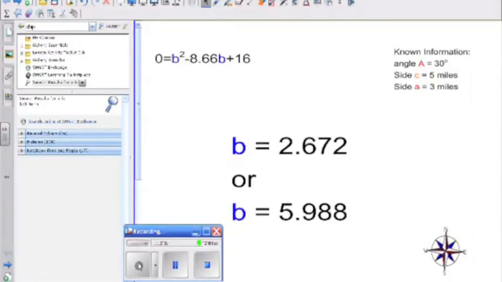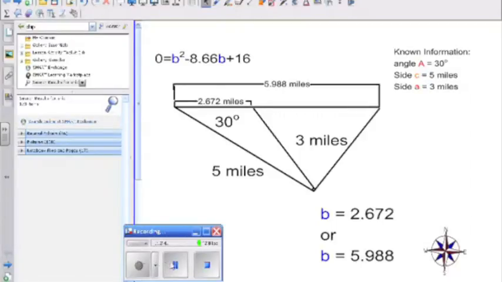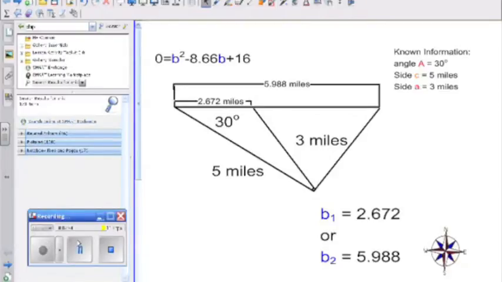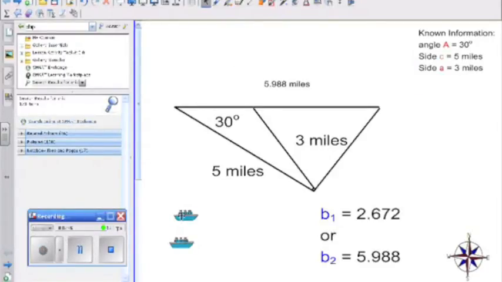Between these 2 points, the submarine's distress signals would reach the ship because it is within the 3-mile radius, as seen here. For the following problems, we will consider b to be the further length the distress signals could reach, the larger of the 2 triangles. So b will be equal to 5.988.